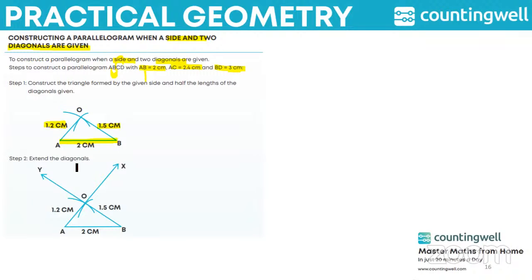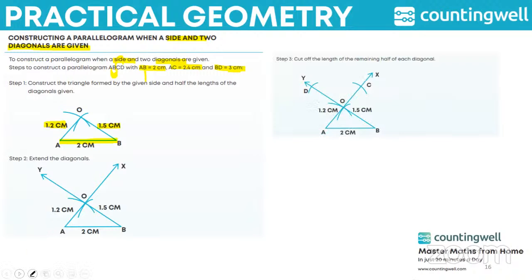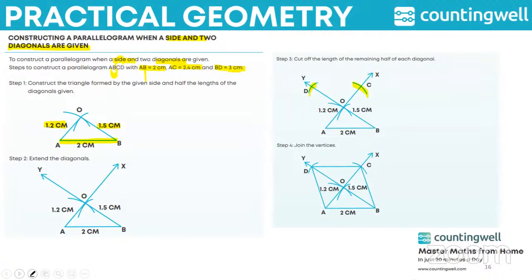Next, we will extend the diagonals. After extending, we will cut off the remaining half of each diagonal. So here we'll take remaining half, which is 1.5, and here we'll take 1.2. So in this case, we will join the vertices, and so ABCD is the required parallelogram.